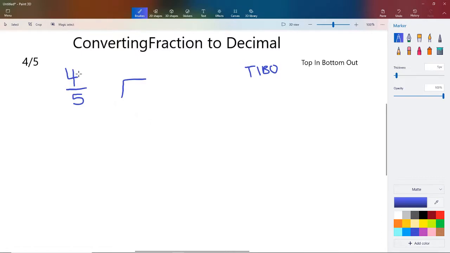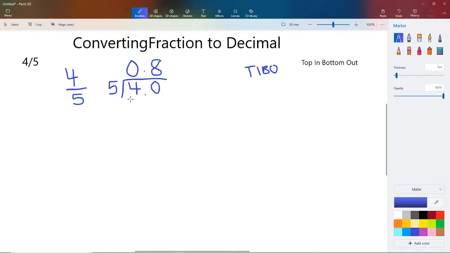We're dividing. So now we put this numerator, or the top number in the fraction, on the inside of the division symbol right here. We put the bottom number on the outside. Alright? And now we just simply divide them. And this will get our fraction to a decimal. So how many times can 5 go into 4? Well, 5 can go into 4 0 times because it's too big. Put our decimal, bring it up, put our 0 behind it. How many times can 5 go into 40? Well, it can go in there 8 times because 8 times 5 is 40.